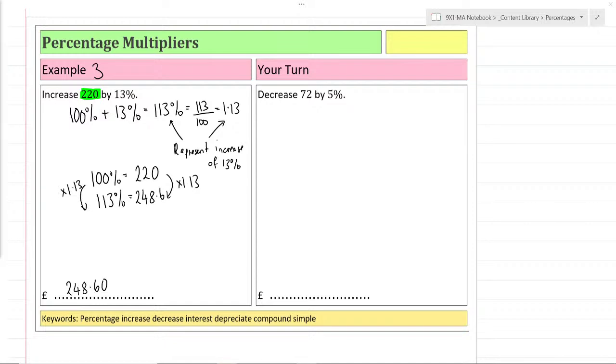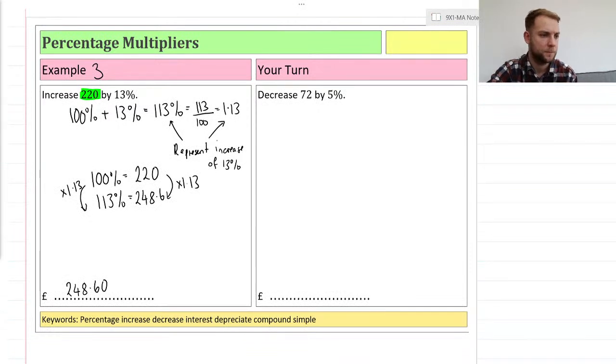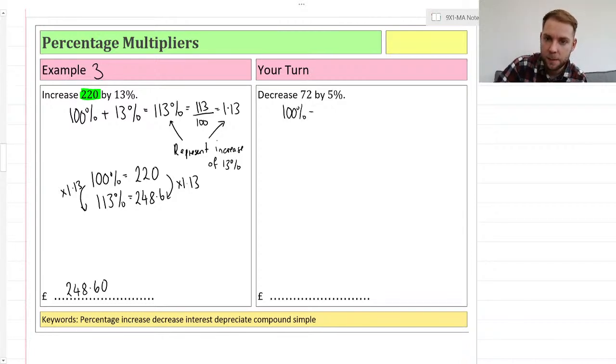So let's have a little go at this one then. Here, the first thing we need to do is work out what my multiplier is. It's a decrease of 5%, so it's going to be 100% minus 5%, which is equal to 95%. Writing that as a multiplier is 95 over 100, which is equal to 0.95.